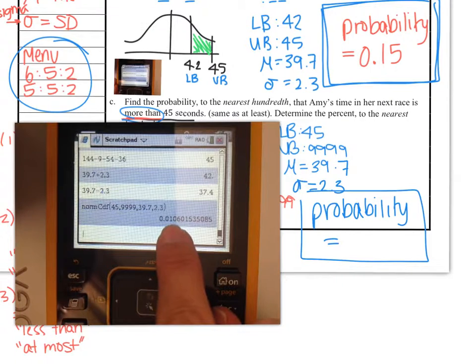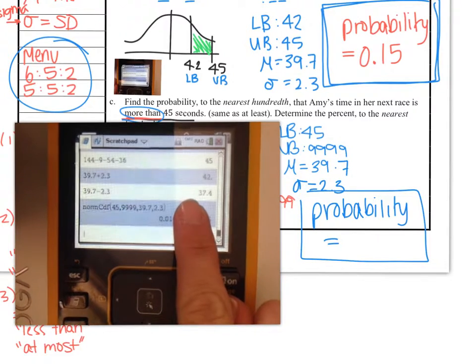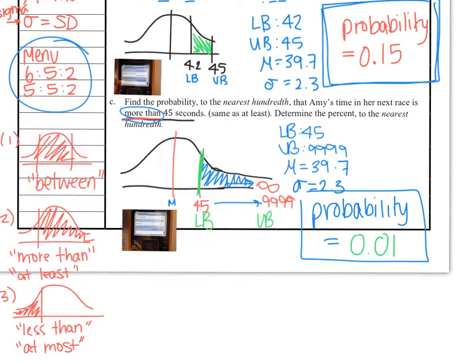So the second decimal place of a 1 looks to the right at a 0. 0 says 1, you better stay. So this will be 0.01. So what this is telling us with that 0.01 as our probability is that it's very unlikely for her race to take her more than 45 seconds. That means there's more likelihood that she gets done in less than 45 seconds. So this is very rare. Very unlikely. Based on a probability of 0.01.